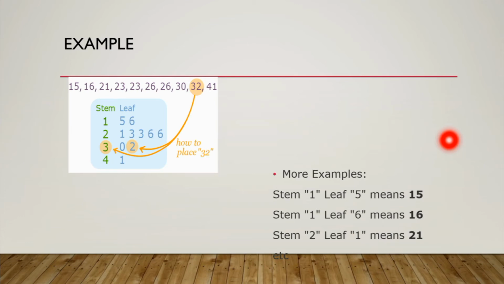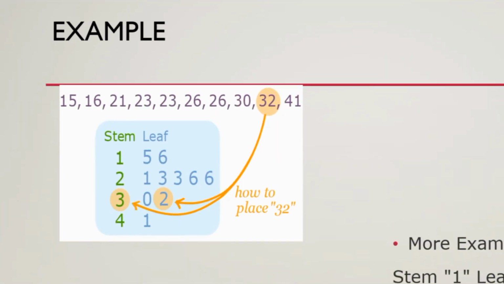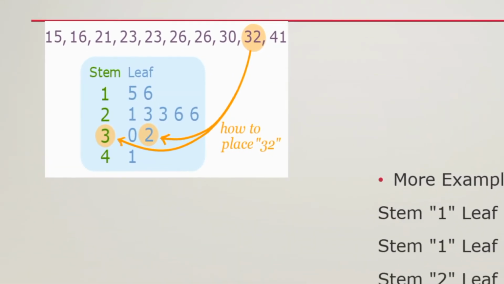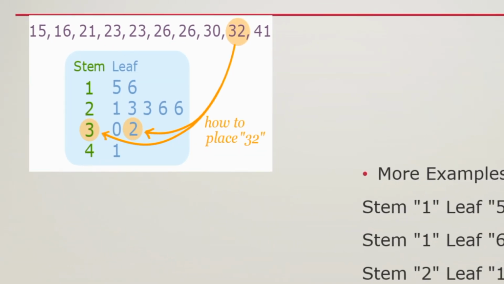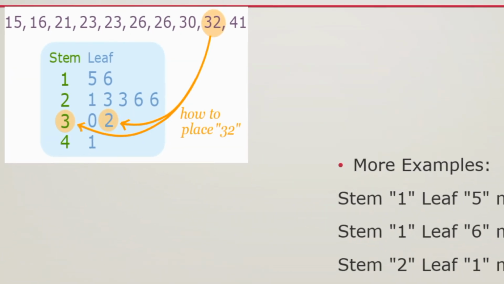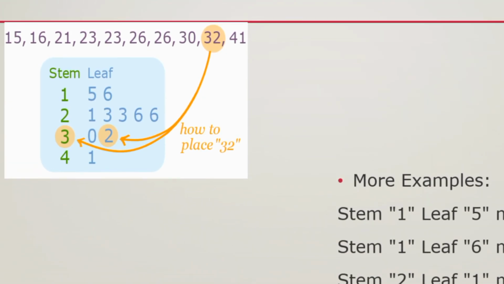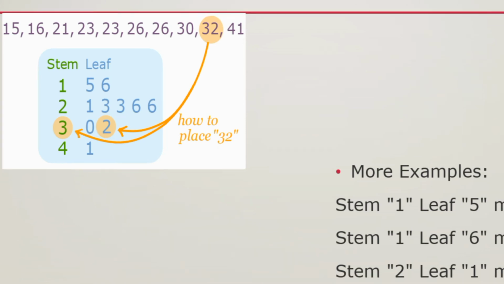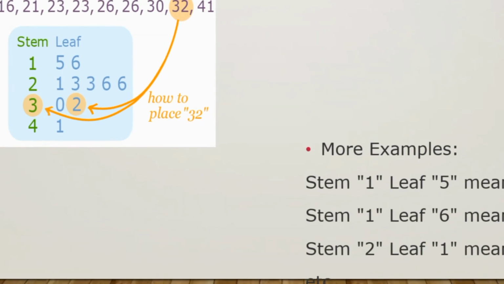So the first digit is the stem. In this table we can understand the first digits are stems and the second digits are leaves. So 1 is the stem, with 5 and 6 as leaves. For 2, the leaves are 1, 3, 3, 6, 6. So 3 is the stem and 0 and 2 are leaves. And 41 is a number, so 4 is the stem and 1 is the leaf.